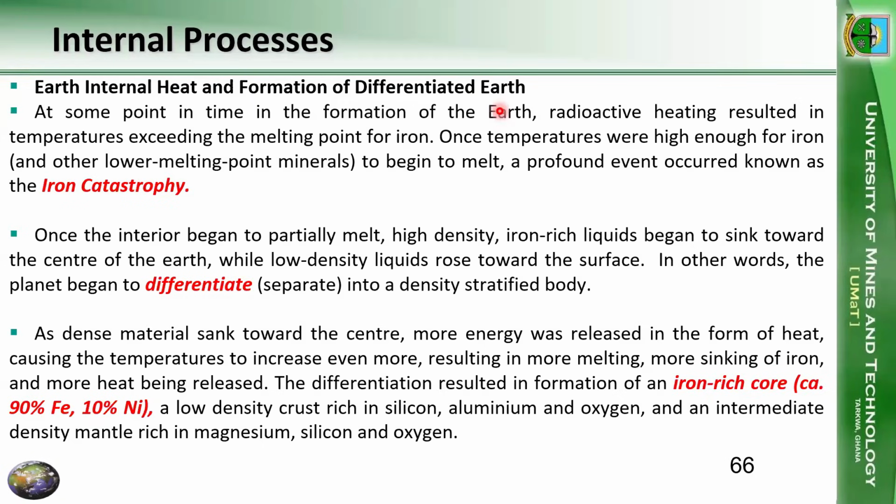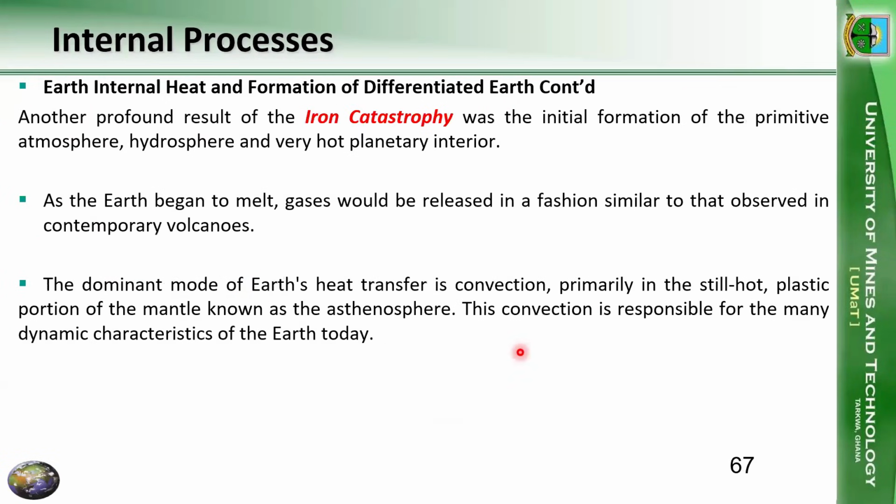In other words, at the bottom we had a lot of heavier materials, and towards the top we had the lighter materials. And this is the reason we have the core made up of predominantly 90% iron and 10% nickel, because of the iron catastrophe. All right. So what can we say about the iron catastrophe?